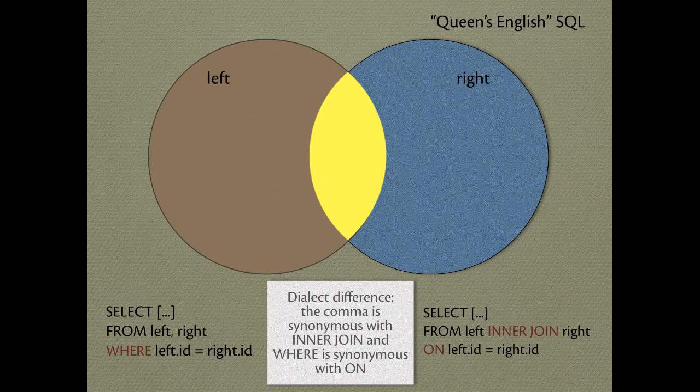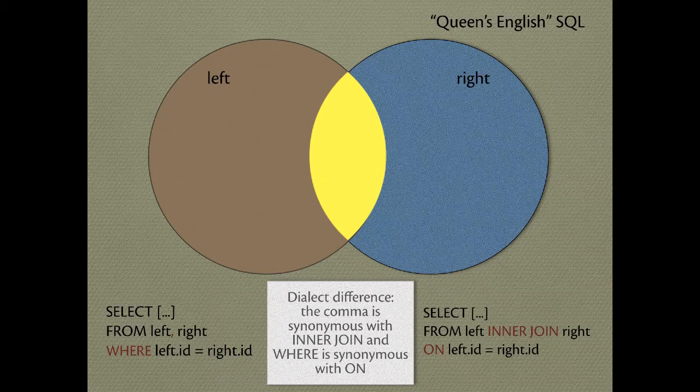So here's our left-right inner join query, and what we've been writing is what's on the left. So we're selecting a bunch of columns from the table on the left, comma, the table on the right, where some sorts of keys are equal. I just call them both IDs, but whatever. Now, in Queen's English SQL, in more standardized SQL, how we would write that is what's on the right. We would select a bunch of columns from the left table, inner join the right table on some sort of a primary key, foreign key relationship.